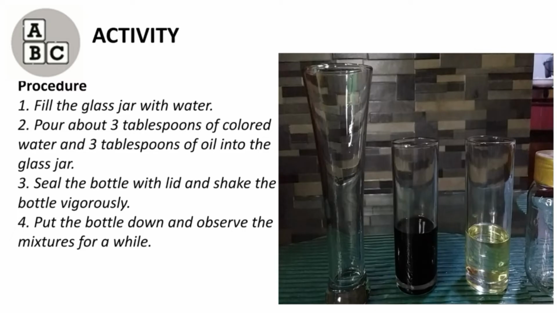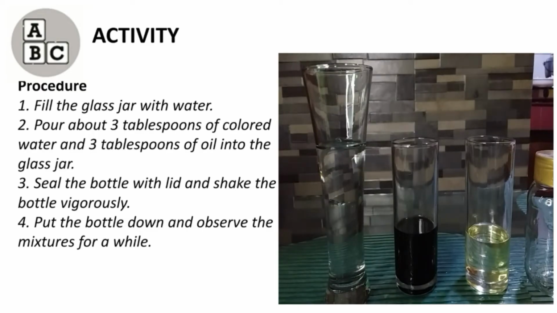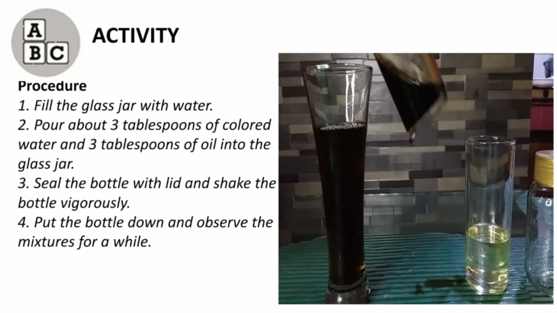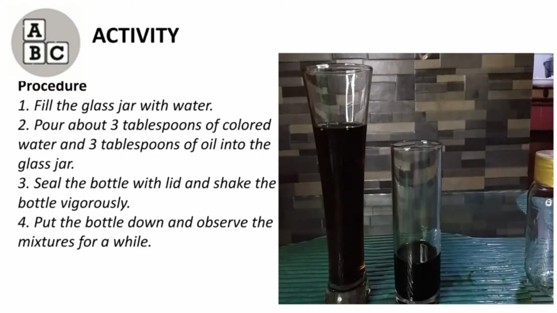What are the procedures? First, fill the glass jar with water. After that, pour about 3 tablespoons of colored water to the glass. And then, try to stir. After that, add 3 tablespoons of oil into the glass.